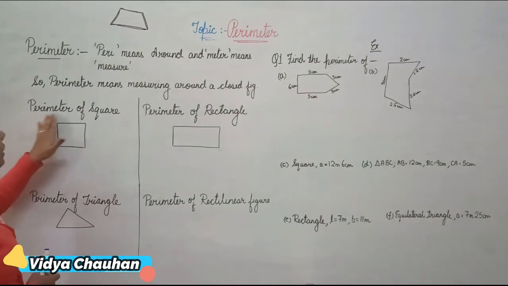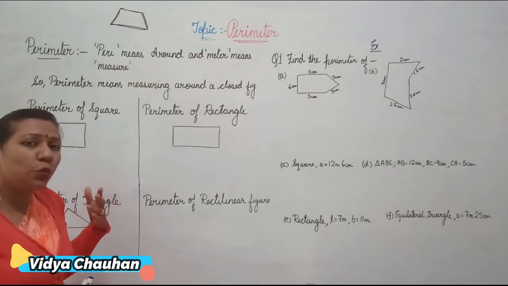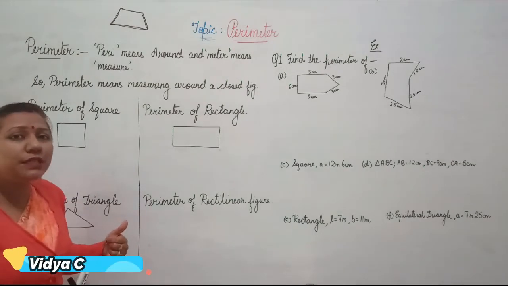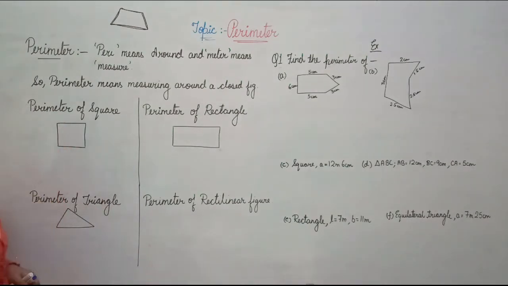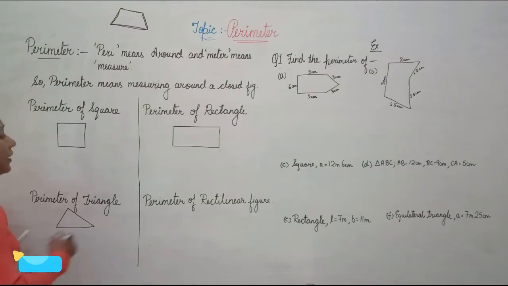Very first, perimeter of a square. Now students, what is a square? A square is a four-sided shape whose all four sides are equal. As you can see, I have drawn a figure here of a square in which all the four sides are equal.